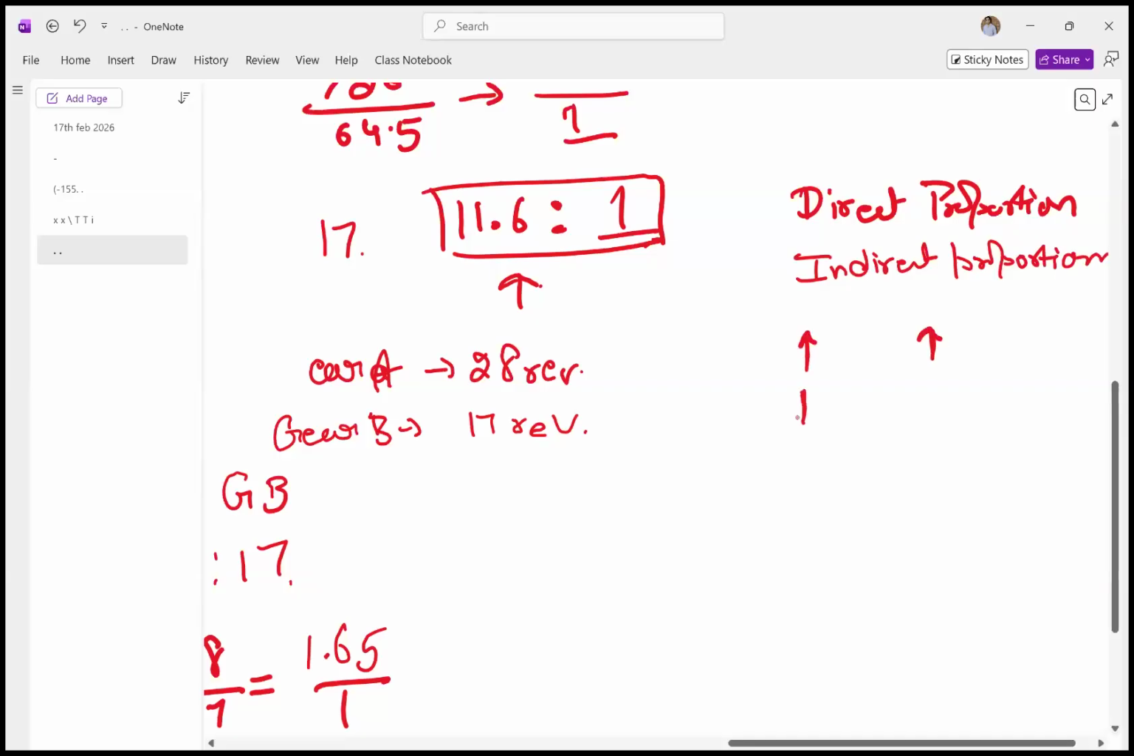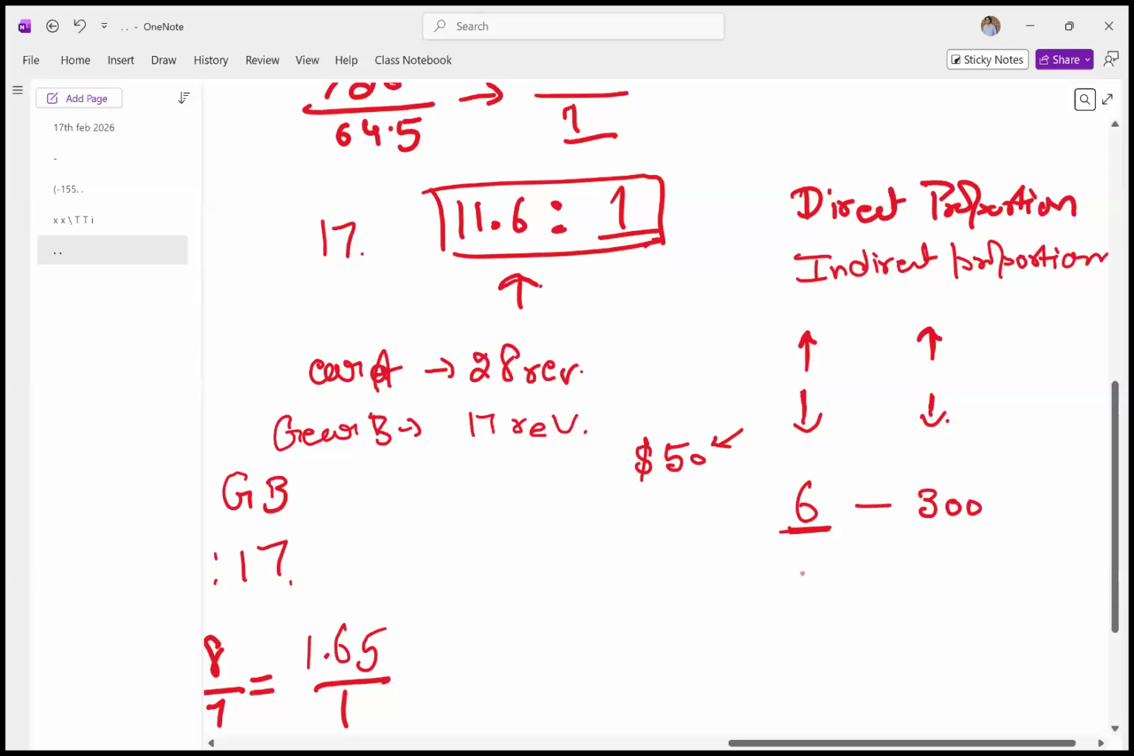Now, in direct proportion, if one thing goes up, the other thing goes up also. If one thing goes down, the other thing goes down also. So, for example, if you work 6 hours and you are working at $50 an hour, so for working for 6 hours, you will end up making how much money?